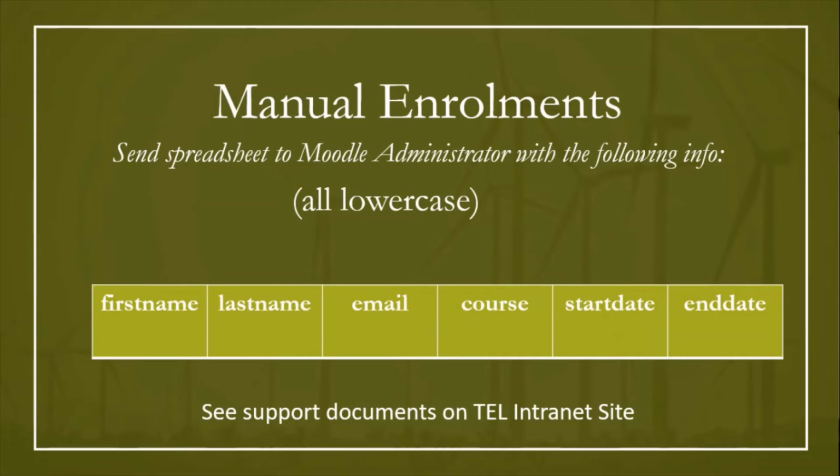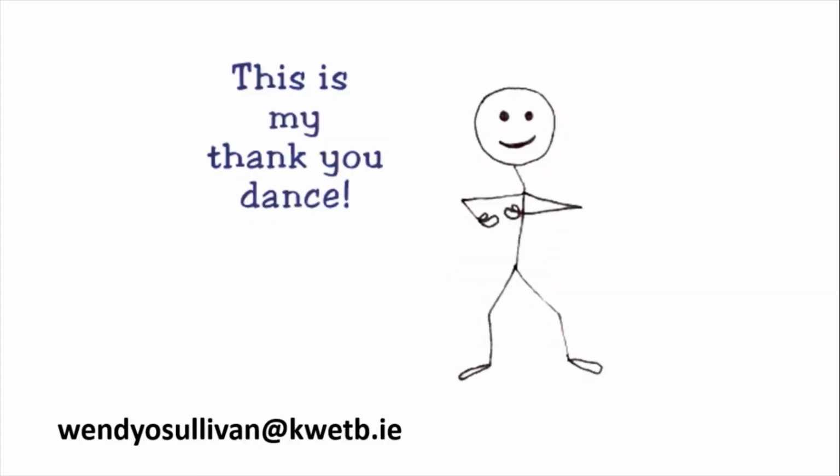Now I've put all this information up on our intranet site, and I'll show you that page in a second, but I need a spreadsheet with the first name of the students in this order, last name, email, course, start date, end date, and all of that in lowercase, and all the information you put into the spreadsheet is in lowercase. That would save me so much work. Okay.